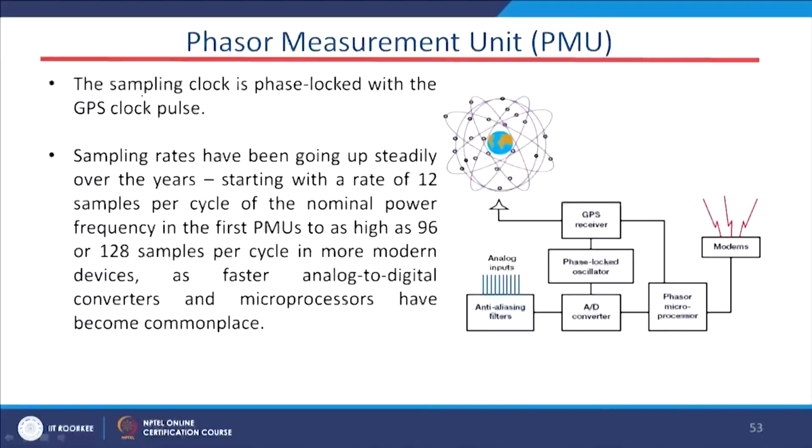Now, if you see, this PMU gets its sampling clock phase locked with the GPS clock pulse. This is very important. The phase locked oscillator and the GPS clock together are locked, and only then will this ADC start sampling this analog signal to the digital domain.